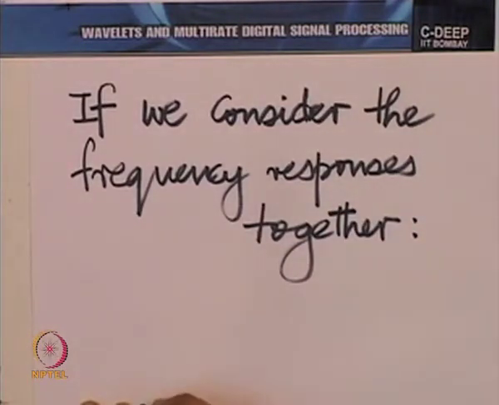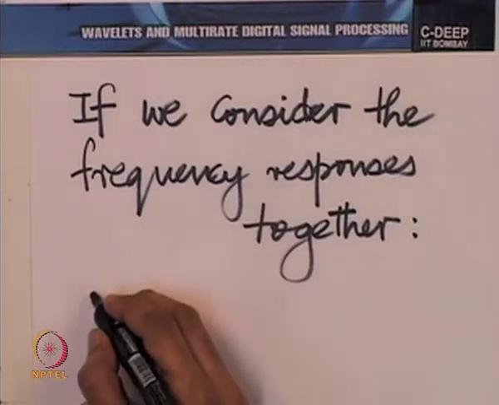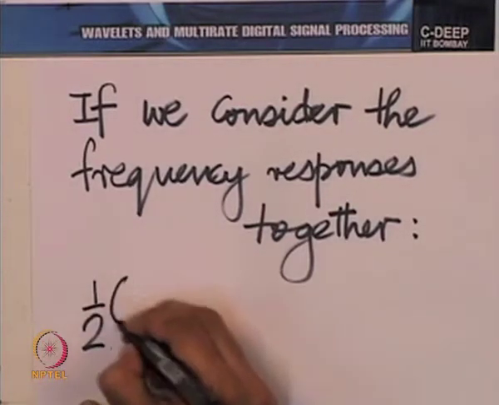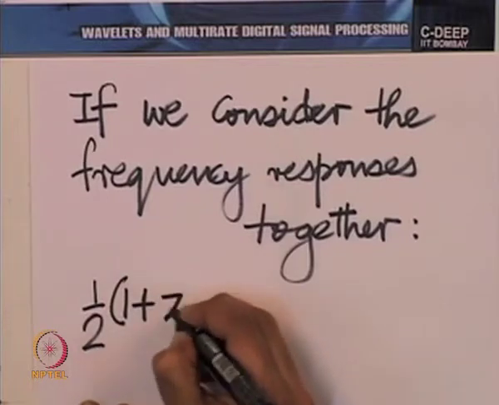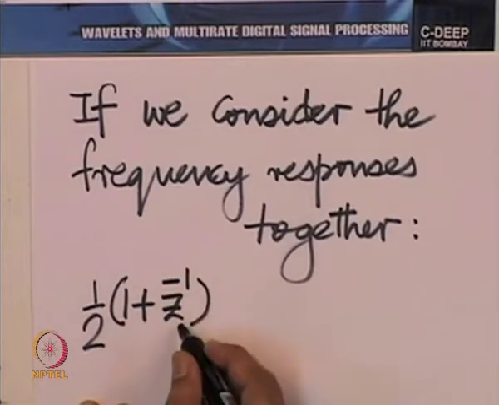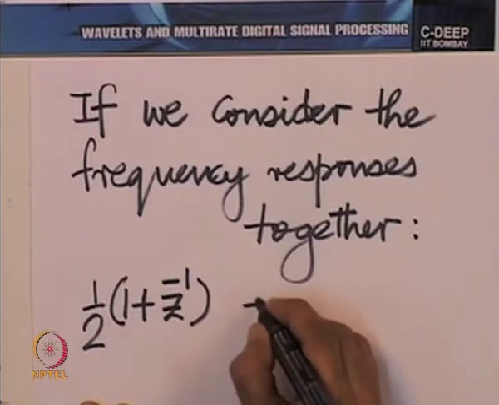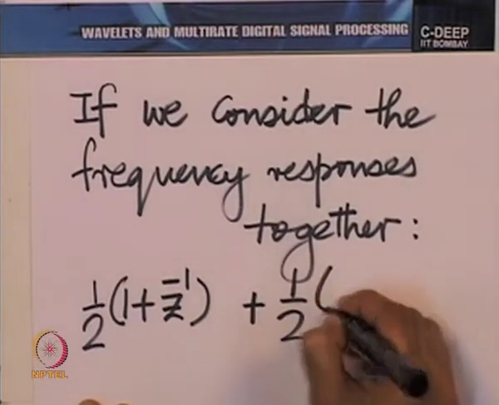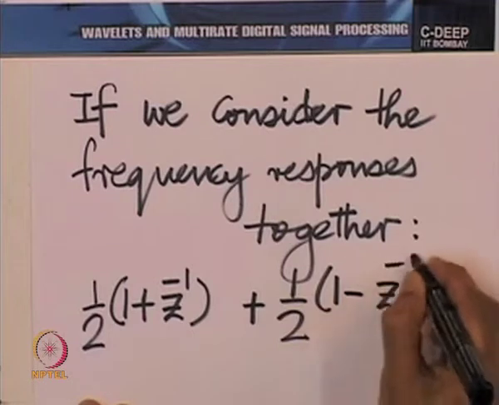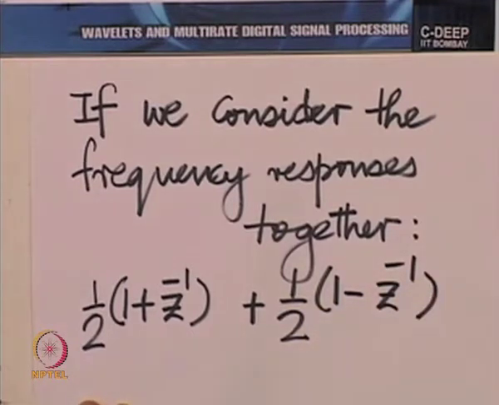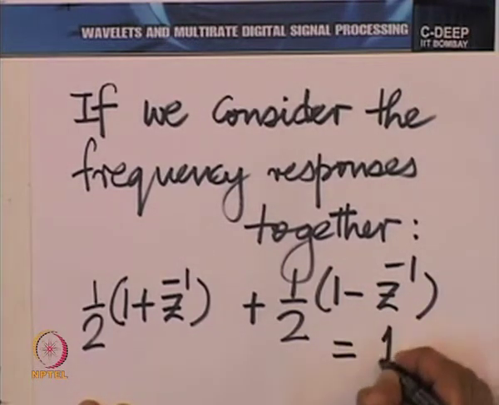A very interesting property emerges. You see, suppose we add them. So, suppose you take, I do not even need to substitute z equal to e raised to the power j omega. Let me keep it as it is. So, half into 1 plus z inverse plus half into 1 minus z inverse. It is very easy to see this is equal to 1.